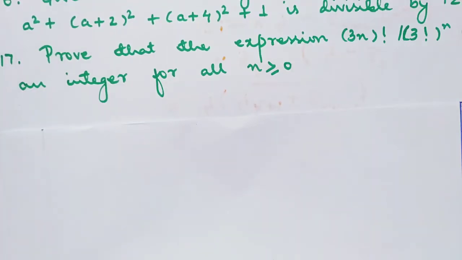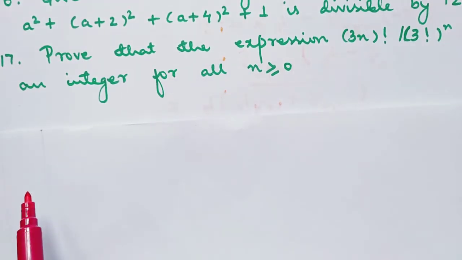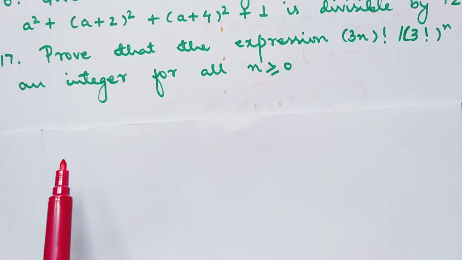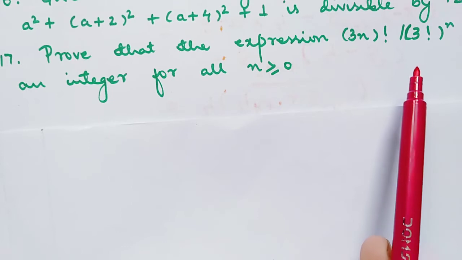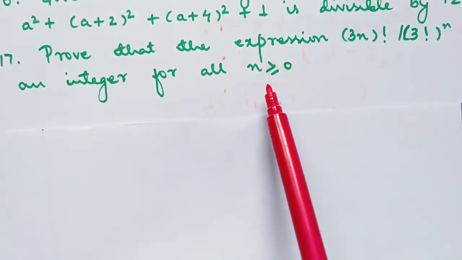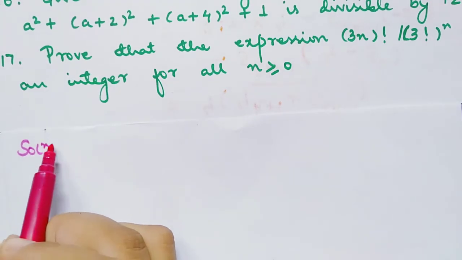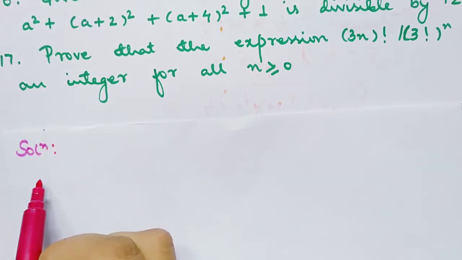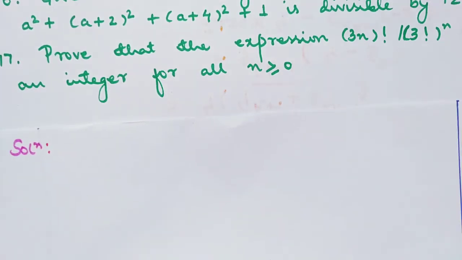In this video, I'm going to continue question number 17, problems 2.3 from Elementary Number Theory by Burton. Prove that the expression (3n)! / (3!)^n is an integer for all n greater than or equal to 0. Solution. Here we are going to use mathematical induction in order to prove that the given expression is an integer.